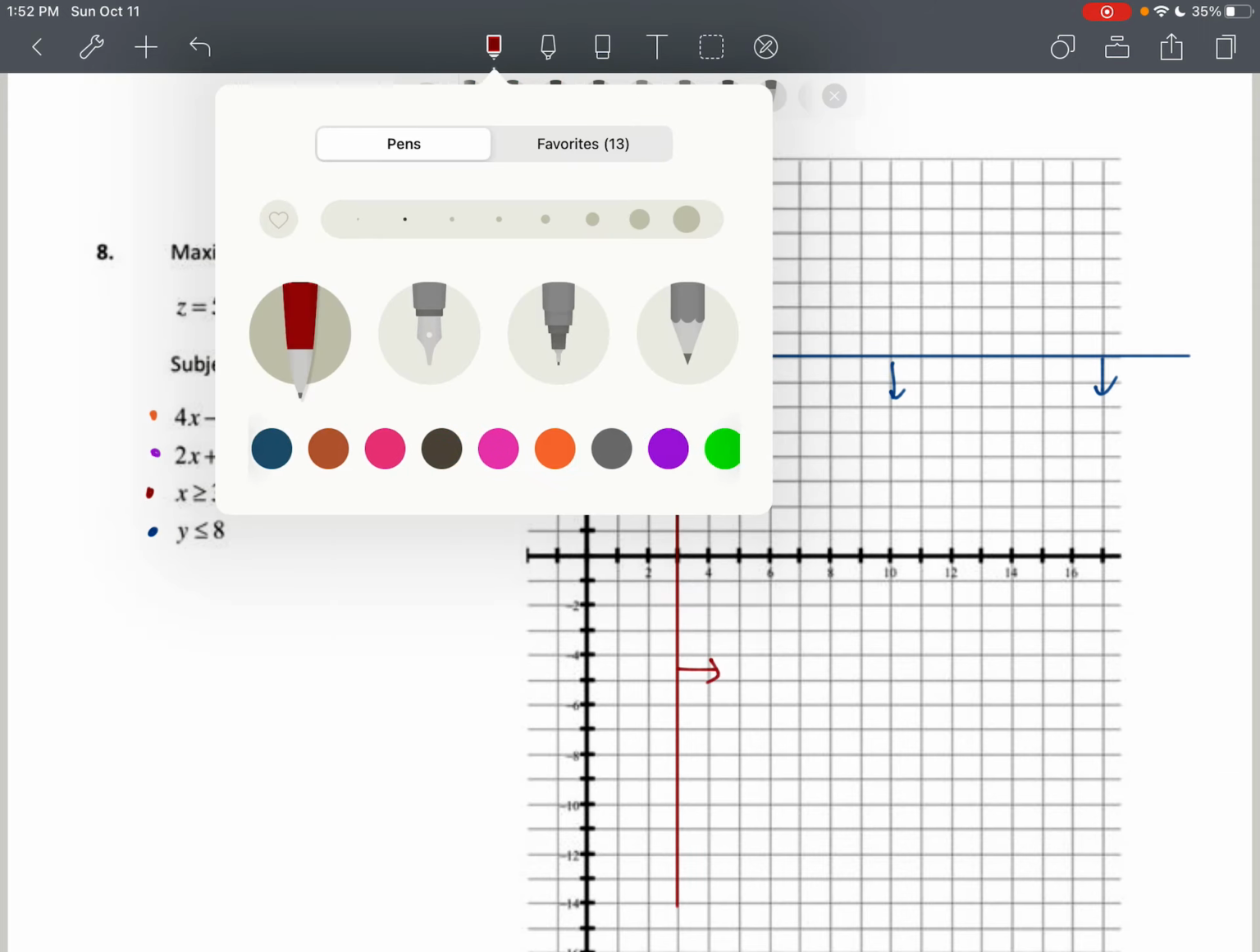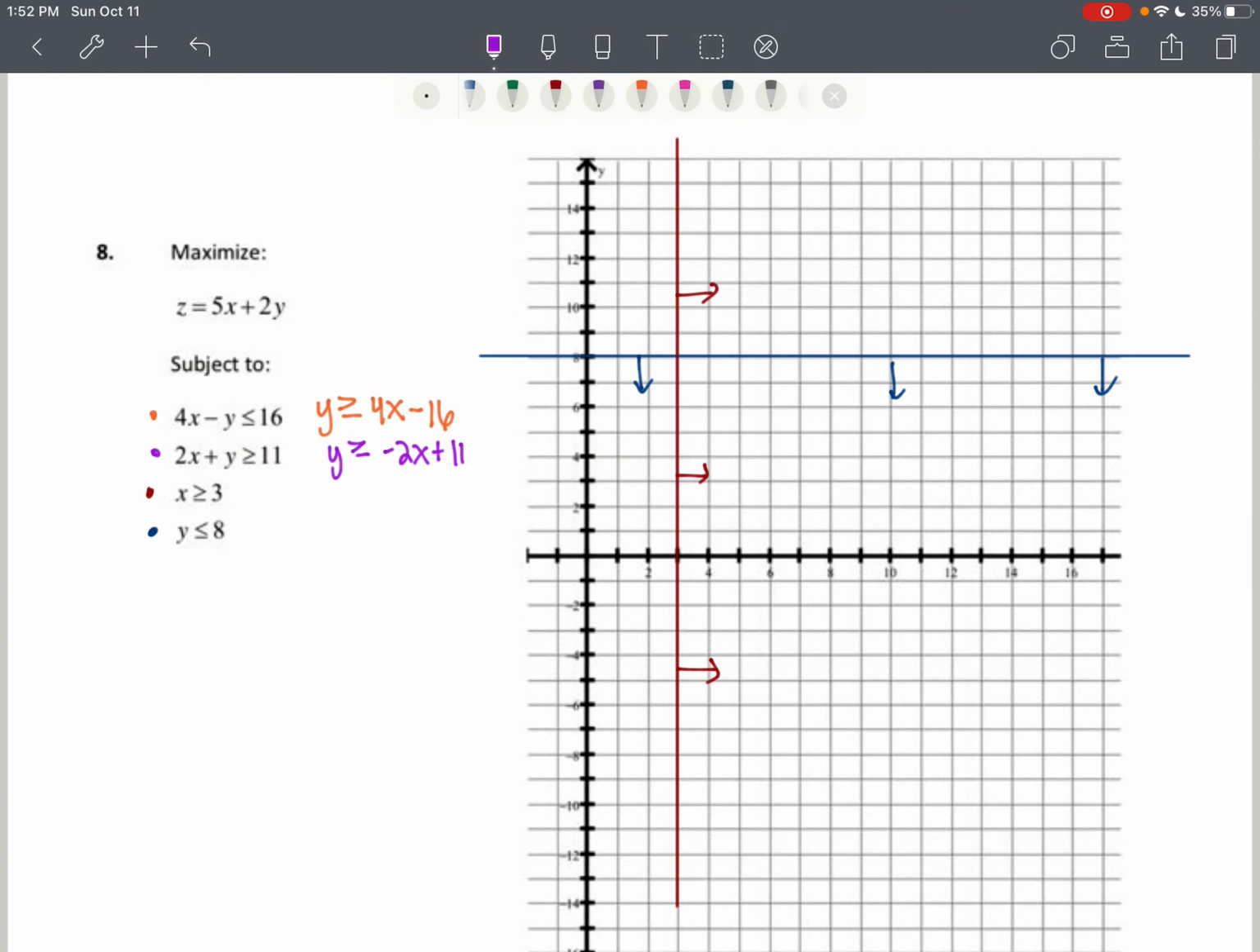Then in purple, we're going to have y is greater than or equal to negative 2x plus 11. So down 2, right 1, down 2, right 1, and so on. That hopefully should be enough right there. And that is going to be y is greater than, so we're shading above. So we're looking at where these arrows are pointing at one another.